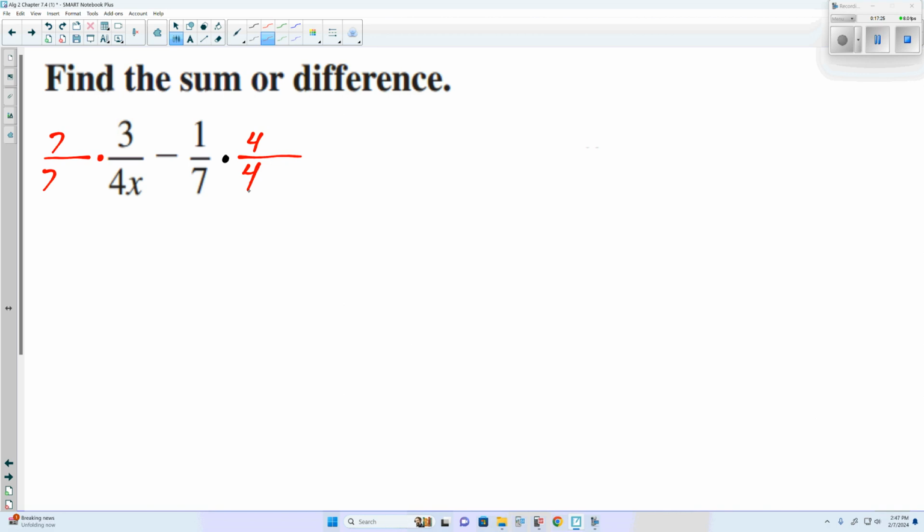Is there anything else we need to multiply one of these two by? X on which one? 7, or 1 over 7. We're having to multiply top and bottom by 4x. Yep. And that can stay over there.